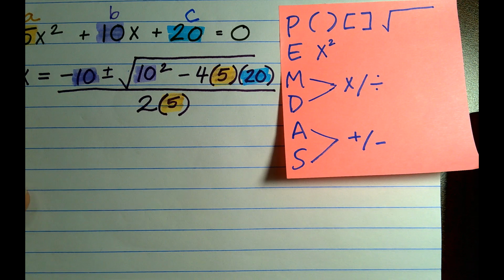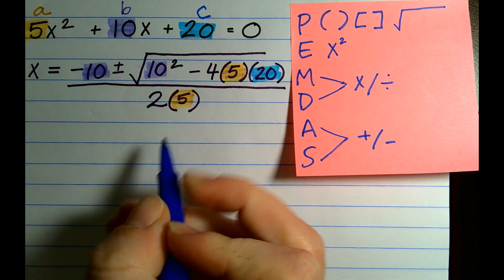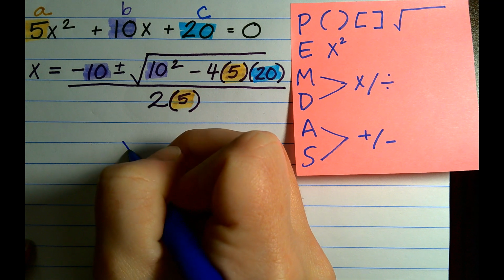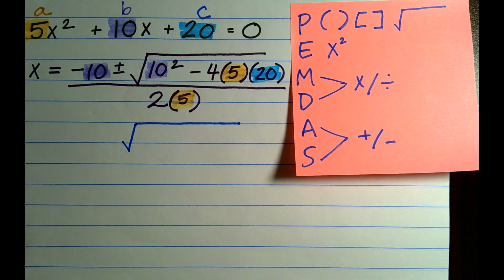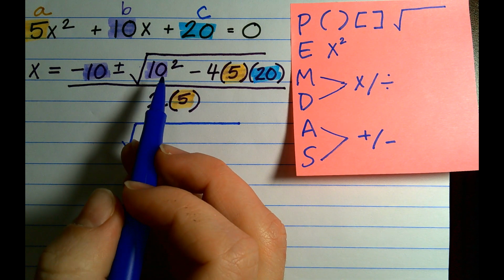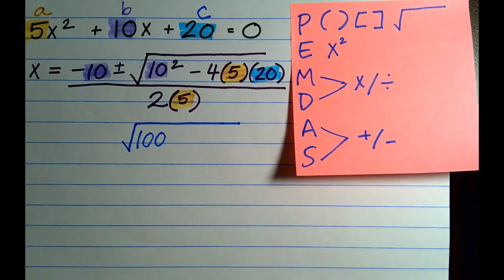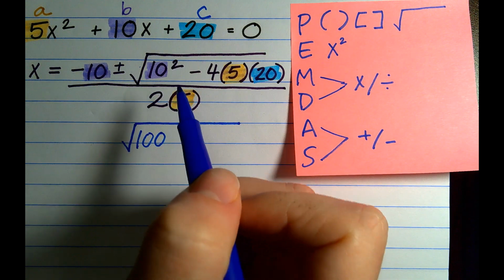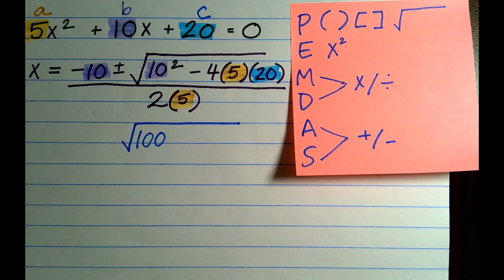So 10 squared is 100. Let's go under our problem, and I'm going to start by drawing just that square root symbol, and I'm going to replace 10 squared with 100. And something I like to do is once I've solved a part of a problem, I cross it off so I don't accidentally think I am not done with it. So I crossed out 10 squared because we're done.